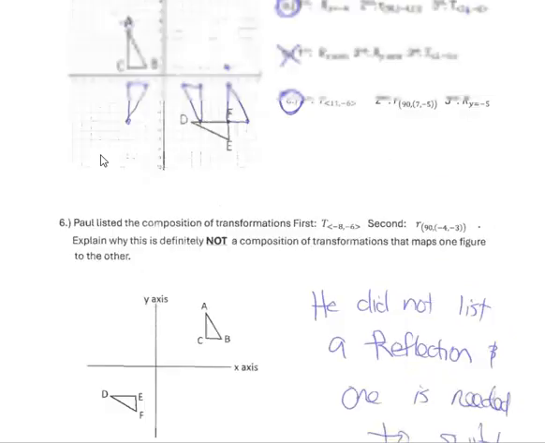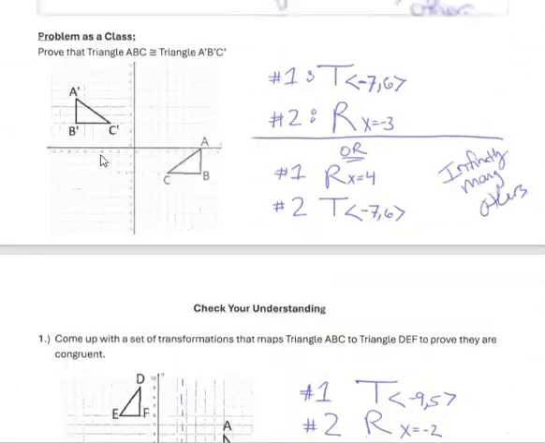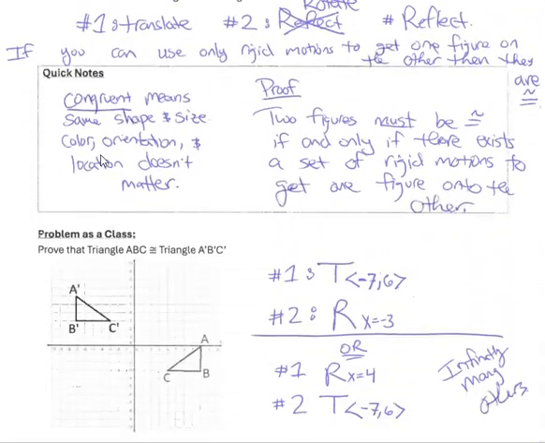All right, so the main thing that you guys need to know is that congruent means same shape and size; color, orientation, and location don't matter. Two figures are congruent if and only if there exists a set of rigid motions, meaning translation, rotation, and/or reflection, that gets one figure on top of the other. That's your first introduction to the idea of a proof.